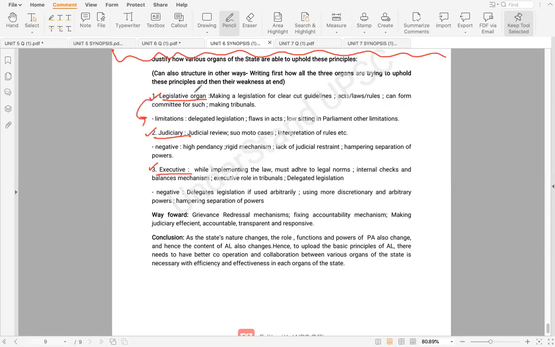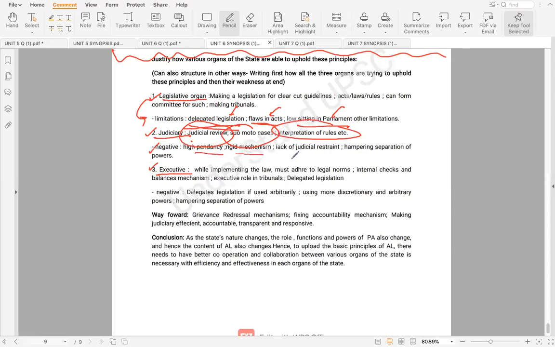What are the limitations of the legislative organs? That they talk about delegated legislation. Delegated legislation has its own flaws. There are flaws in acts. There's low sitting in parliament. There's low participation, etc. Judiciary, what are the means for the judiciary? They judicially review, they have suo moto cognizance of cases. They can also interpret rules. What is the negativity in the judiciary?